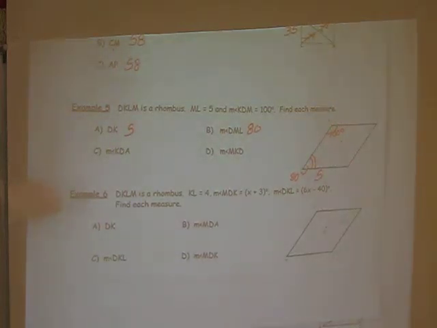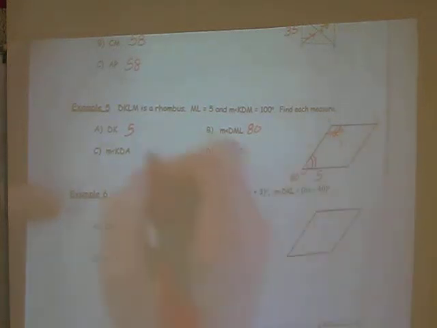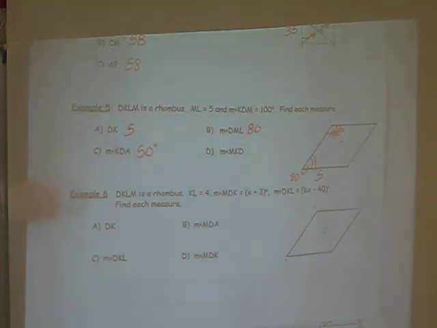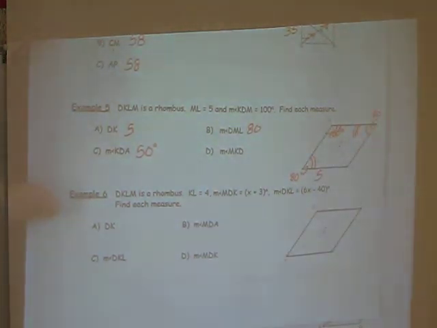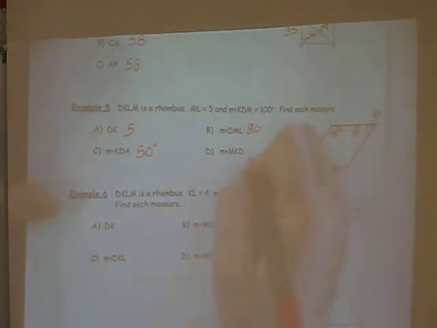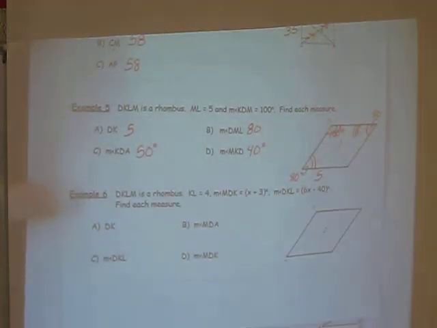Angle KDA is just this part right here. The whole thing is 100 degrees, and that angle is bisected. Angle KDA is 50 degrees. And angle MKD, which is right here, these angles will be congruent. So this entire angle here is 80 degrees. And then that's bisected, so that piece is 40 degrees.